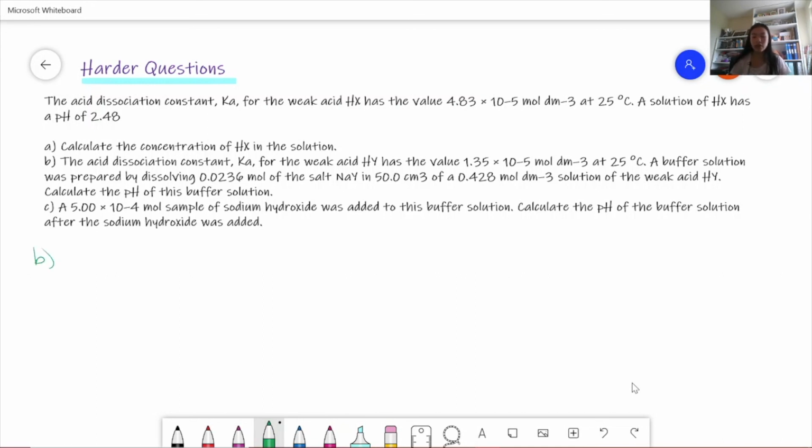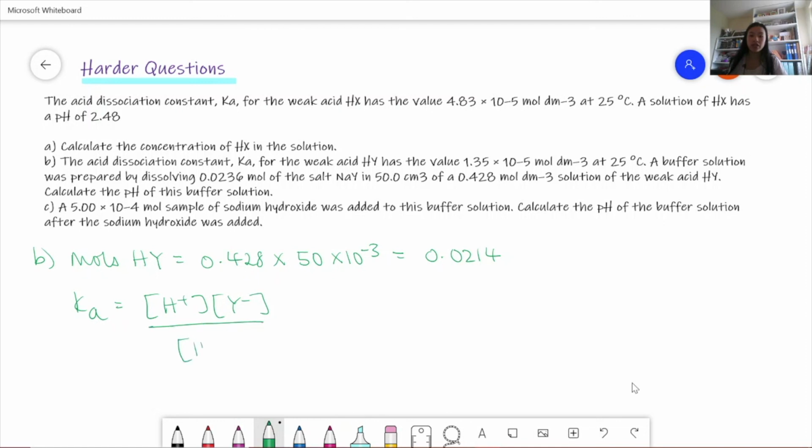Well, the first thing we would do would be to calculate the moles that we have of the weak acid HY. The moles of HY is equal to concentration times volume. So we have 0.428 multiplied by 50 centimeters cubed, so we need to divide that by 1,000. And that gives us 0.0214 moles. And now we can construct a Ka formula. So we have Ka is equal to the concentration of H+ multiplied by the concentration of Y- over the concentration of HY.